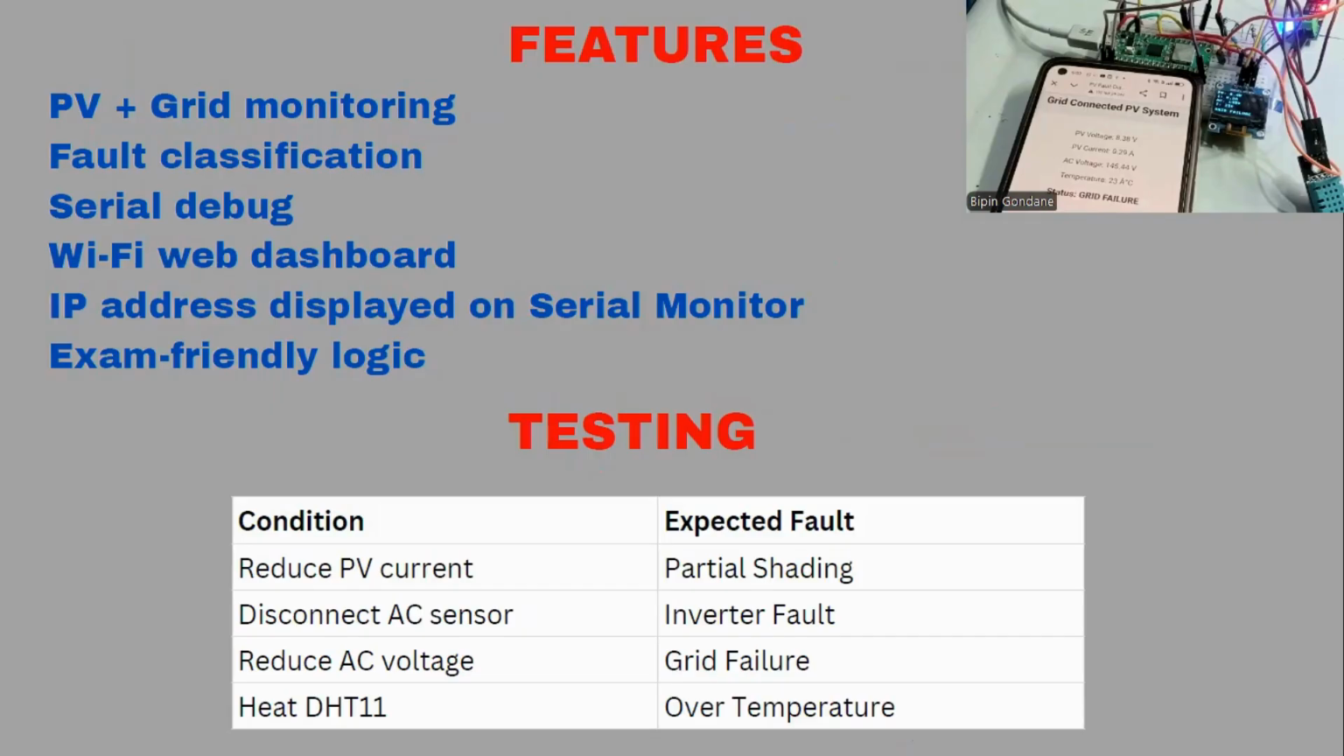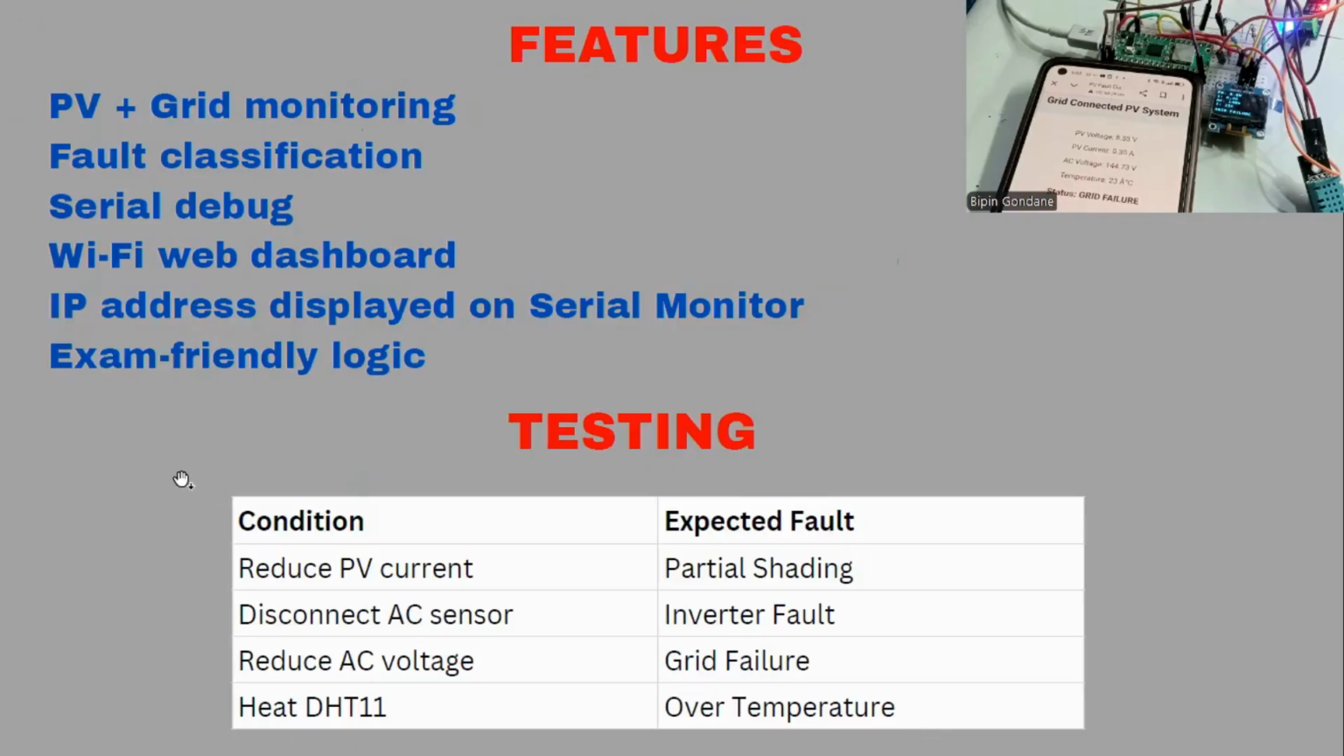What are the features of this particular project? PV, that is photovoltaic, the panels, we call it PV plus grid, it will be monitored. Fault classification, that is it will classify into faults. Serial debugging will be there, that is we can see the IP address and everything on the serial, which I will be showing you. Wi-Fi web dashboard will be there. IP address display on serial monitor. Again, exam friendly logic. Suppose you're an examiner, then in that case it will be very easy.